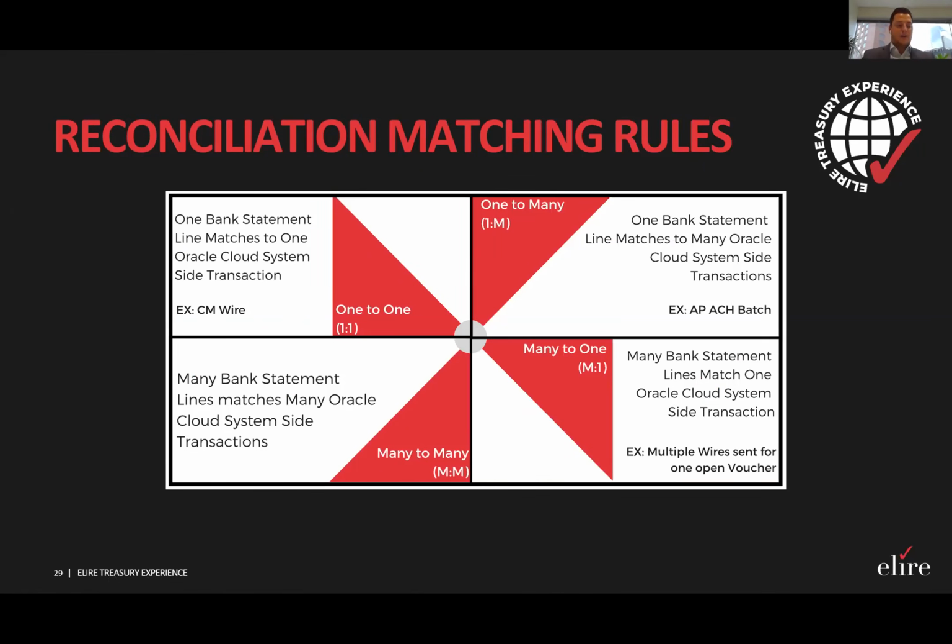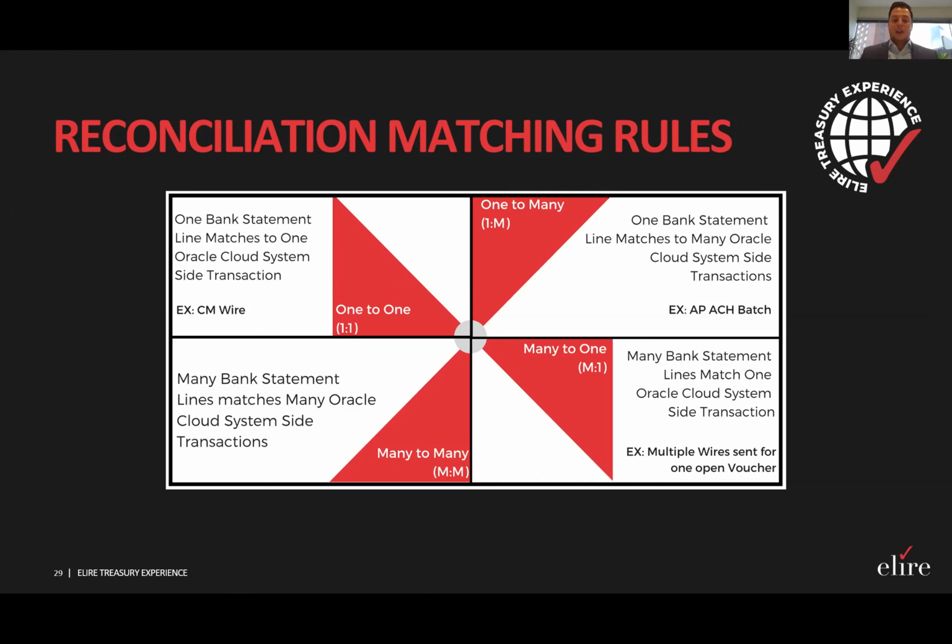So once we've defined our parsing rule sets and we've defined our tolerances, we're then able to define matching rules. Depending on how we perform that bank reconciliation, it can be a one-to-one reconciliation, so one bank statement line to one system side transaction. So for example, a wire or a check. We have a one-to-many rule we can define. So again, one bank statement line to many system side transactions. So that would be more like our ACH batches.